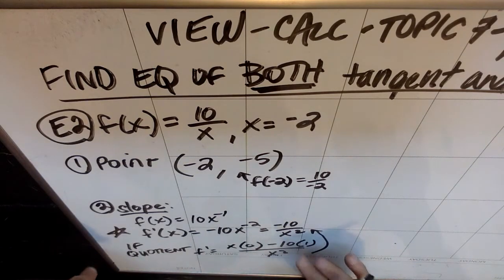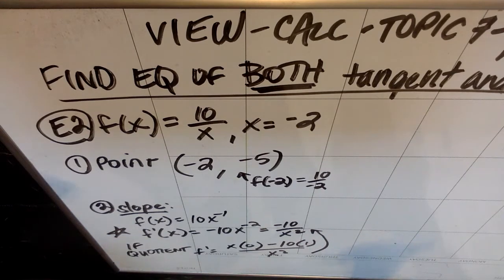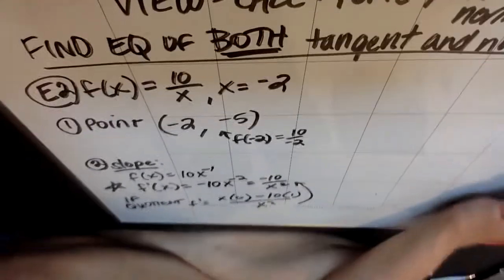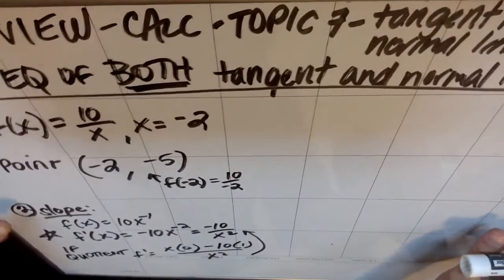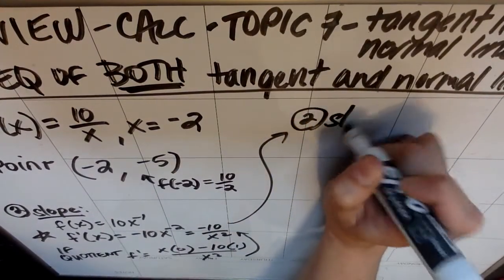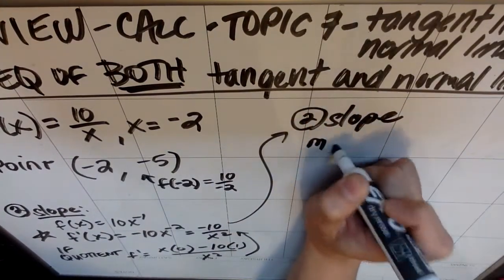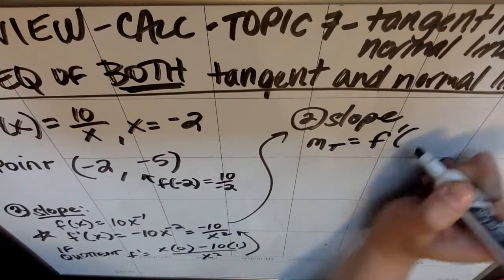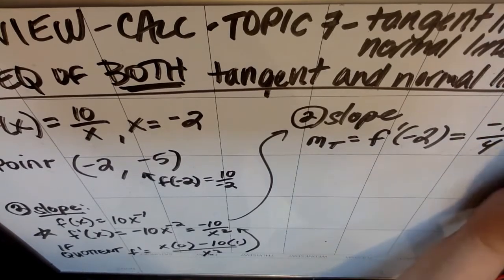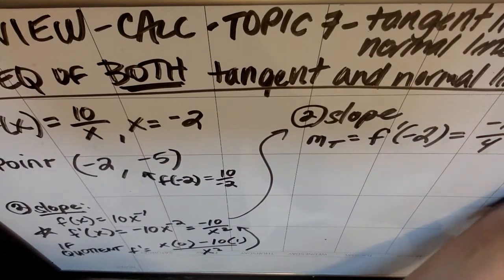So that's not my slope. My slope is going to be what happens when I evaluate negative 10 over x squared at x equals negative 2. I already have my point, so let's continue my quest for slope. My tangent slope, which I'm going to call m sub t, is f prime at negative 2. That's going to be negative 10 over a positive 4, or negative 5 halves.